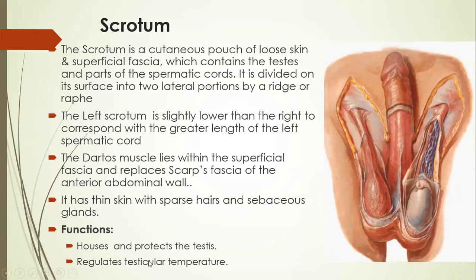The second and very important function is that it regulates the testicular temperature. You know that the testis will function properly and spermatogenesis will work properly at a lower temperature than the body temperature. Body temperature is 37.2, but spermatogenesis will take place at a lower temperature. So if it is in the abdomen, then it cannot have proper spermatogenesis. That's why the testes are outside the body in a bag called the scrotum.